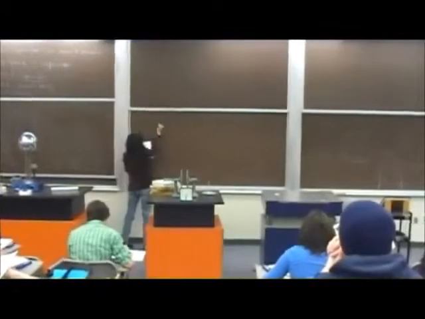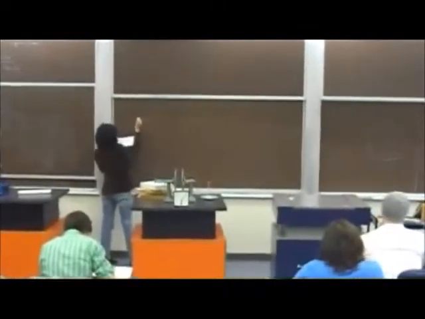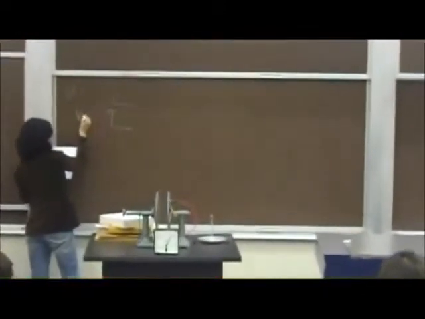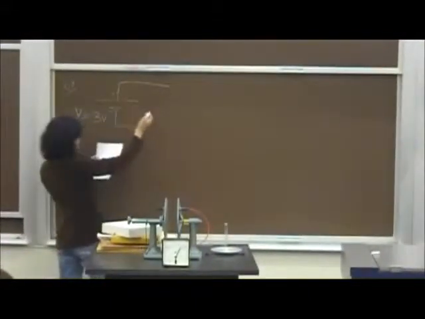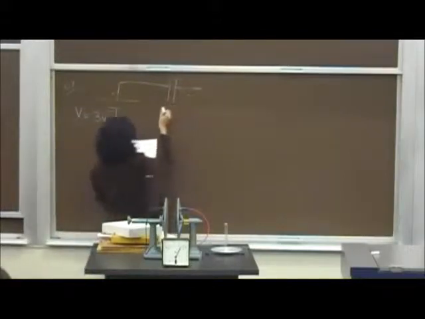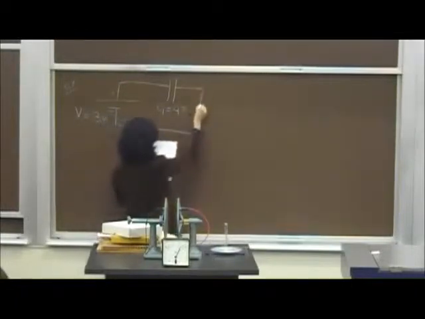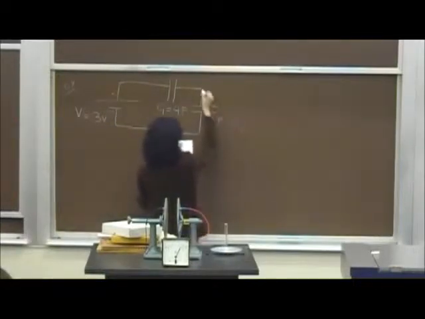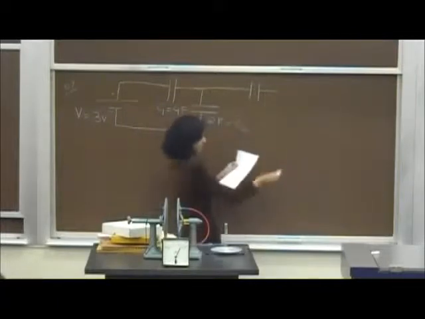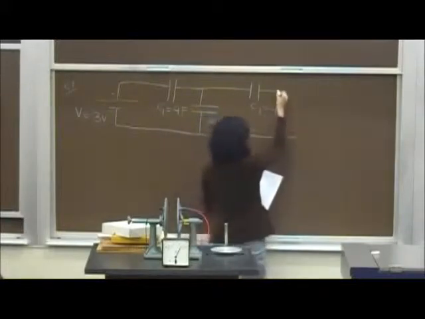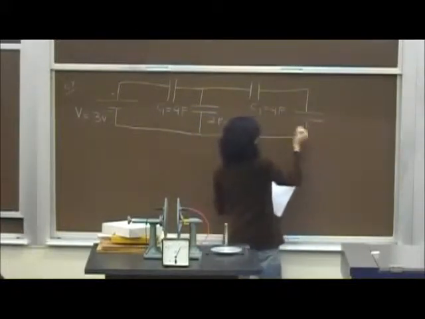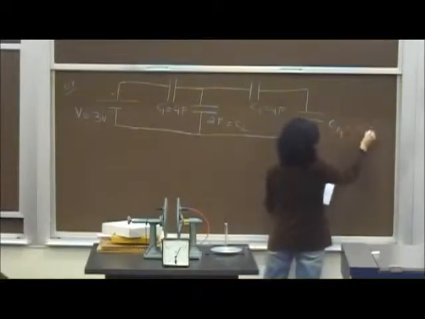Any questions about this? So suppose we have a situation like this. Suppose you have a battery which has a voltage of say 3 volts, so the potential difference across the battery is 3 volts. Suppose there is a capacitor here. Let's say its capacitance is C1, which is 4 farads. There is another capacitor here which is 2 farads. Let's call it C2. There is another capacitor here which is C3, which is 4 farads. And there is another capacitor here, C4, which is 4 farads also.